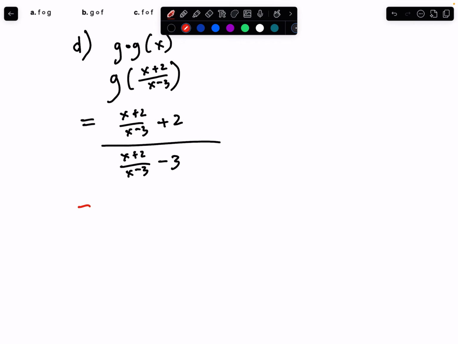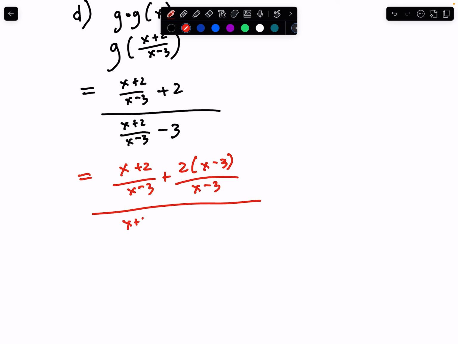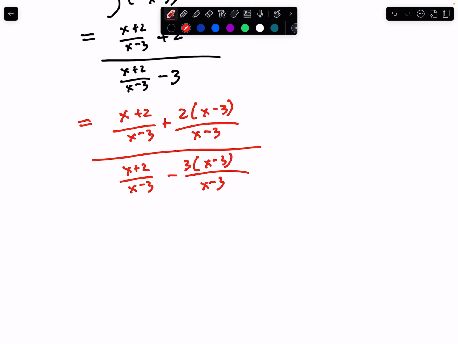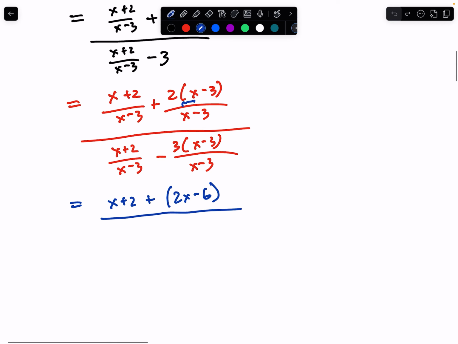Same procedure, just like the last time. X plus 2 over X minus 3 plus 2 times X minus 3 over X minus 3. In the bottom, it's X plus 2 over X minus 3 minus 3 times X minus 3 over X minus 3. Okay, and that means it's X plus 2 plus, this is 2X minus 6, right? I got that from foiling that out, yeah. And that's all over X minus 3. Okay, so that part's done.